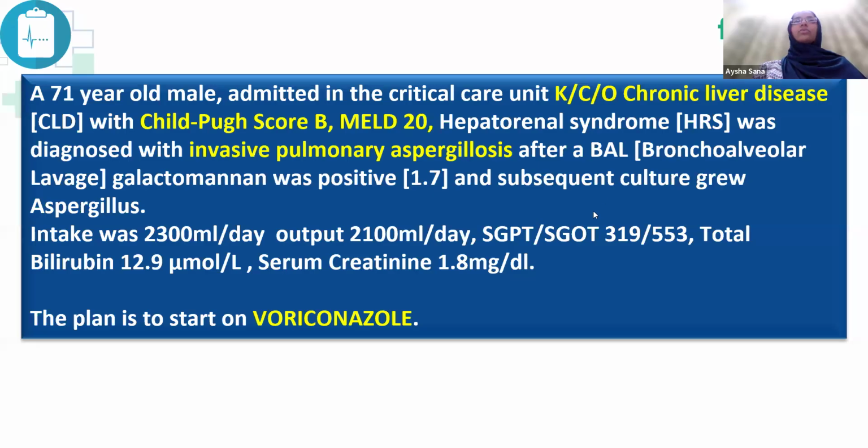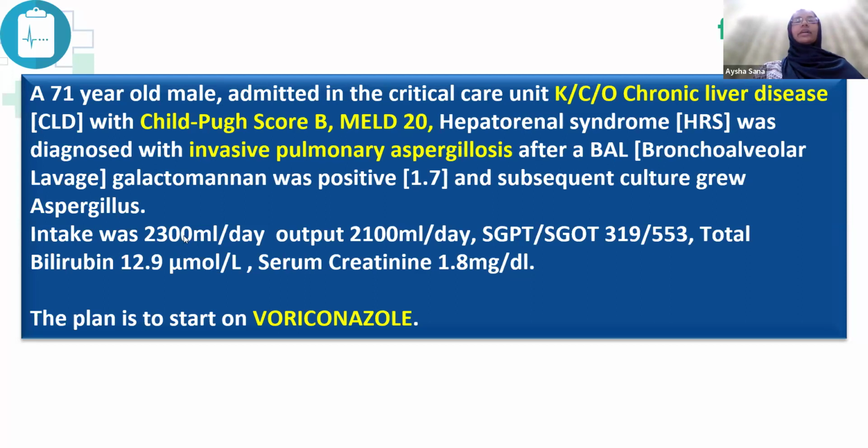Next, we'll move on to a case. We have a 71-year-old male patient who is admitted in a critical care unit, a known case of CLD with a Child score of 4 and MELD of 20. Patient has hepatorenal syndrome and was diagnosed with invasive pulmonary aspergillosis. A BAL was taken, the galactomannan was positive at 1.7, and a subsequent culture grew aspergillus.